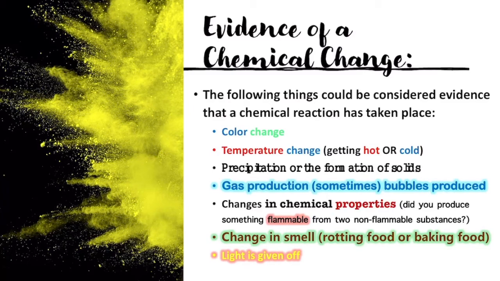And then baking food. If you're baking cookies, the smell that fills your house is the product of a chemical reaction taking place in your oven. And then some reactions, when they occur, give off light. So the production of light is another indicator that a chemical reaction has taken place.